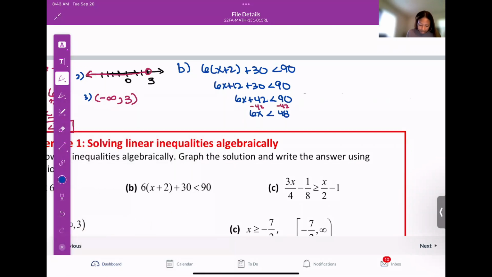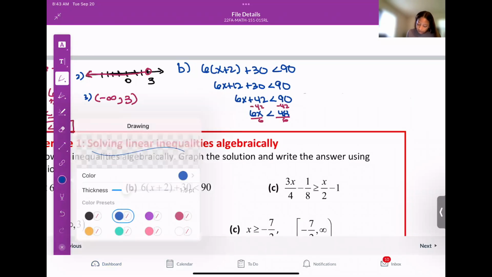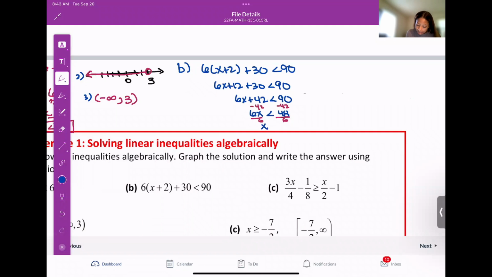All right, and then last step, oh, I could have kept this. We want to divide both sides by 6. So our final answer comes to x is less than 48 divided by 6, which is 8. So that's our solution. If we pick any x value less than 8, it'll satisfy our original inequality, which means that the number on the left is going to be less than 90 for any number that's less than 8.